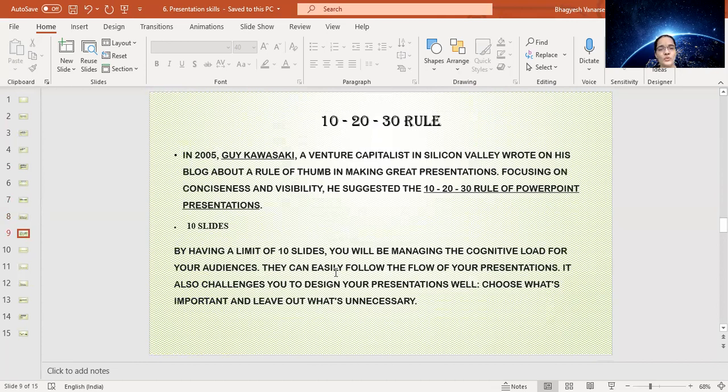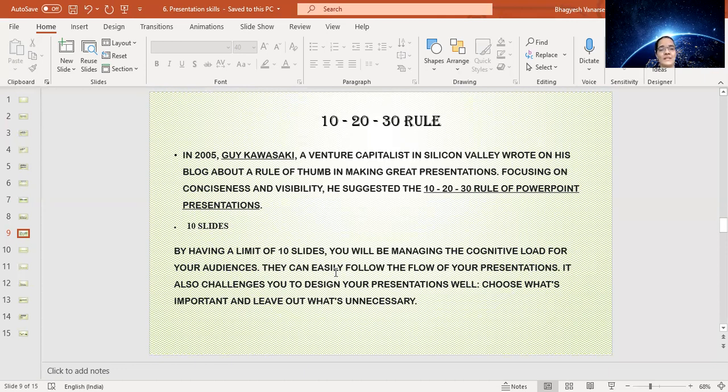Now we look at some of the rules of presentation. This is the 10, 20 and 30 rule. Now what is this? In the year 2005, Guy Kawasaki, a venture capitalist in Silicon Valley, wrote on his blog about a rule of thumb for making great presentations. Focusing on conciseness and visibility, he suggested that the 10-20-30 rule will be very important.